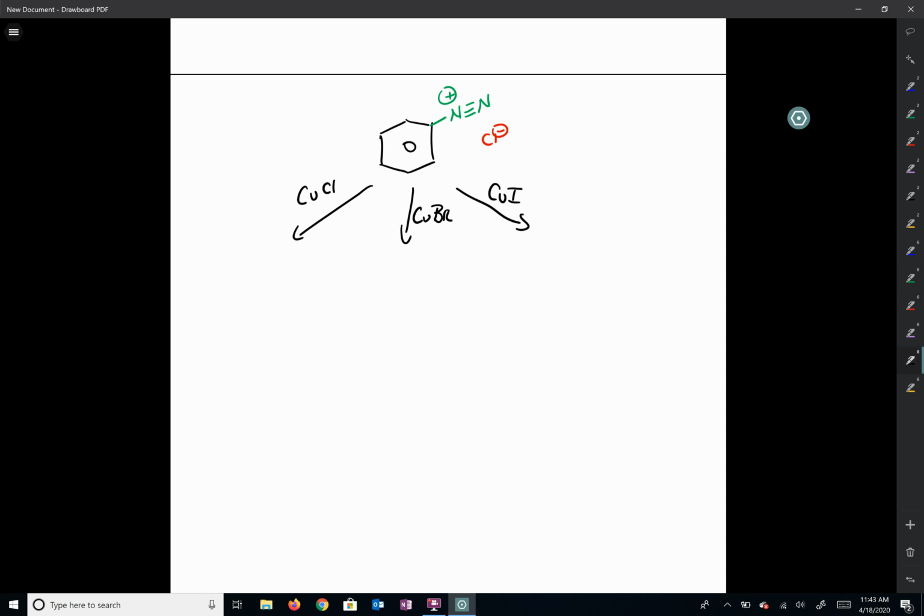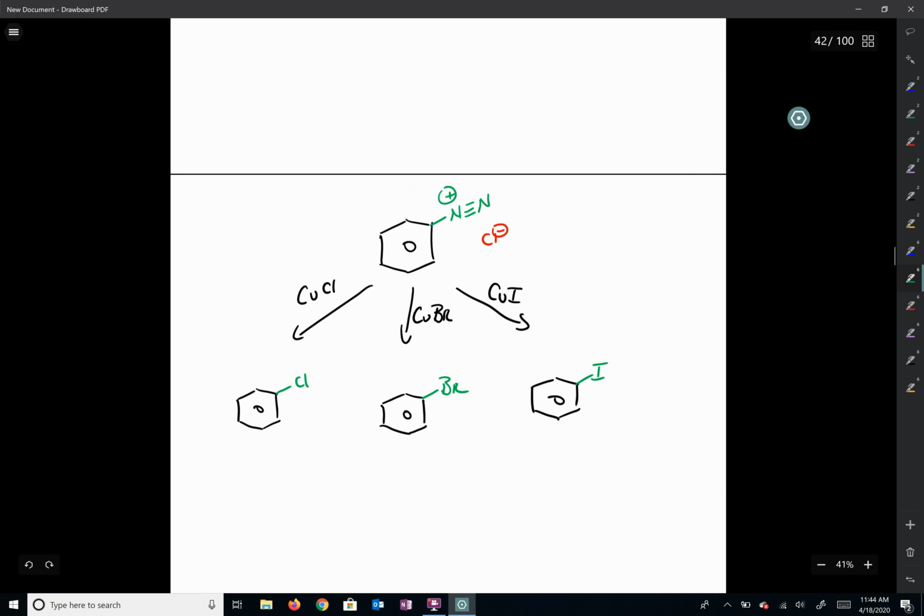If I take my diazonium salt and put it with copper(I) chloride, copper(I) bromide, or copper(I) iodide, in all three cases I am going to end up swapping in a chlorine, a bromine, and an iodine, respectively. And you say, well, okay, that's nice. Chlorine and bromine aren't too hard; we can do our Friedel-Crafts, we can do our halogenation with our Lewis acids. Iodide's a little bit weird, although we could do it another way also.